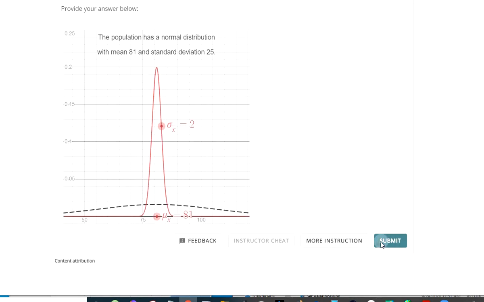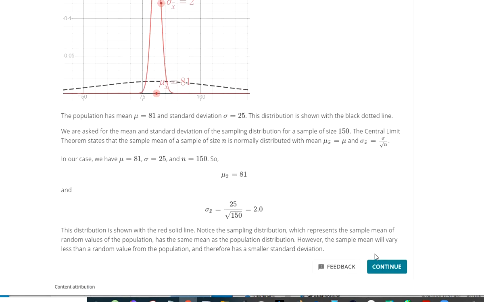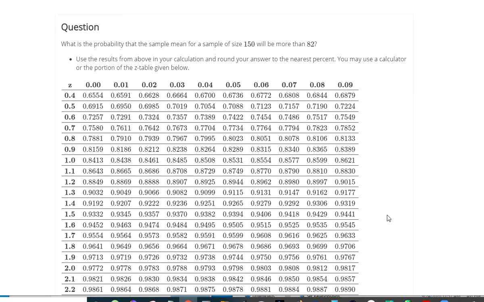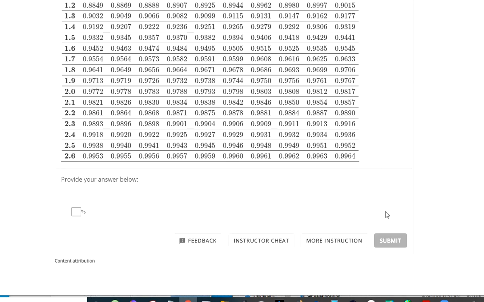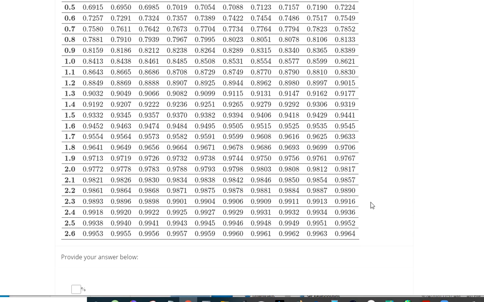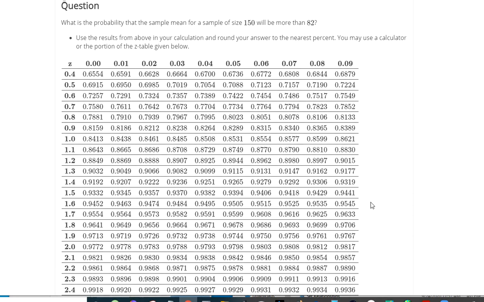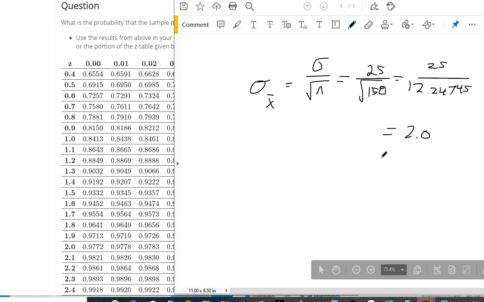I think that's everything for this part, but there's a second part to this question, unlike the last one. Was the probability that the sample mean for sample size of 150 will be more than 82? They give you a table. If you don't have a table, you could just search z-score to percentile calculator online. Then all you have to do is plug in your z-score and it can tell you what you need. Just make sure to click like one-sided if that comes up. But we got a table for this question.